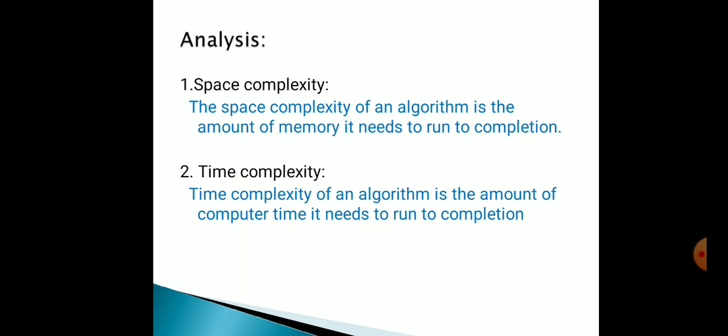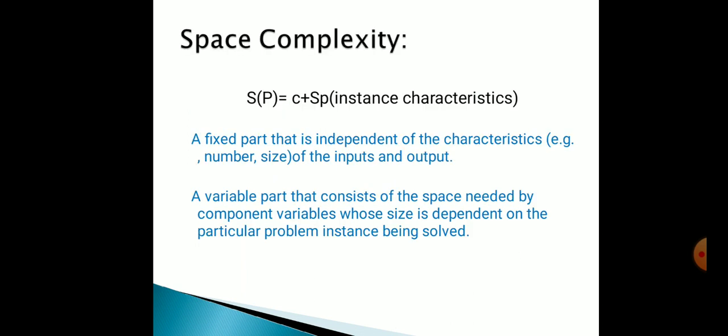Let us see how to calculate the space complexity for an algorithm. Space complexity of an algorithm is defined in terms of two parameters. One is the fixed part in the algorithm and another one is instance characteristics, otherwise the variable part. So you can see here S(P) = C + instance characteristics. C specifies the fixed part of the algorithm and instance characteristics specifies the variable part.